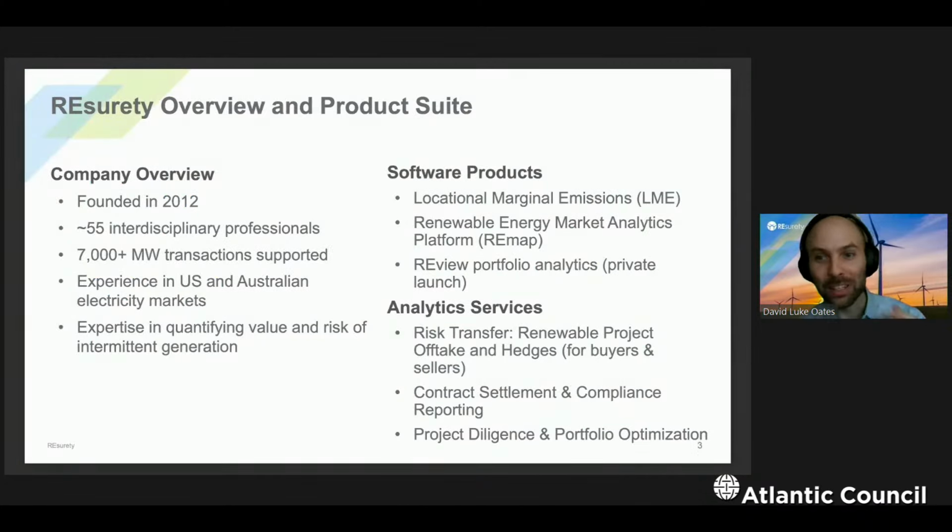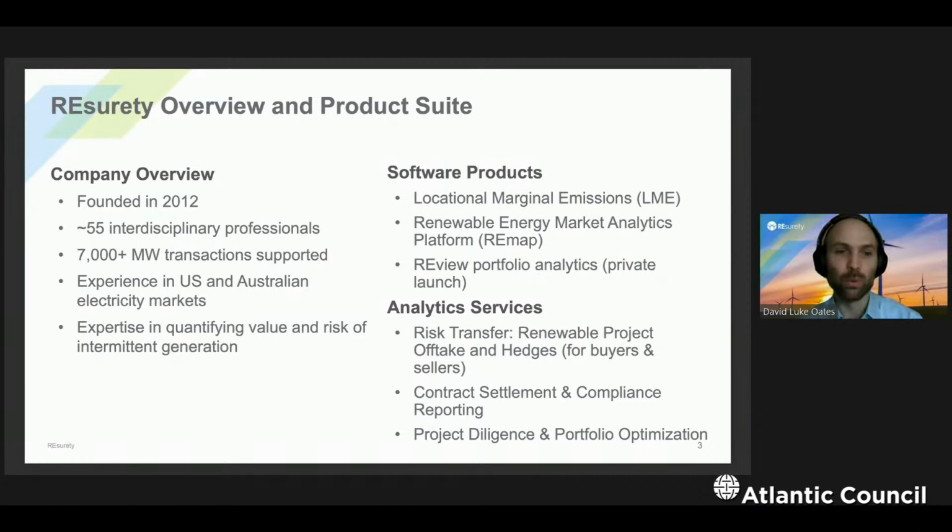I'll just give you a really brief background about REsurety before we dive into the actual topic. We are about 10 years old at this point. We're a small to medium-sized company based in Boston. I think this 55 figure is a little out of date. We've been growing a lot recently. A lot of the work that we do is in support of clean energy transactions. So wind and solar, we support both sellers and buyers, and we've done about 7 gigawatts of transactions to date. A lot of our work is in the US markets. We also have experience in Australia.